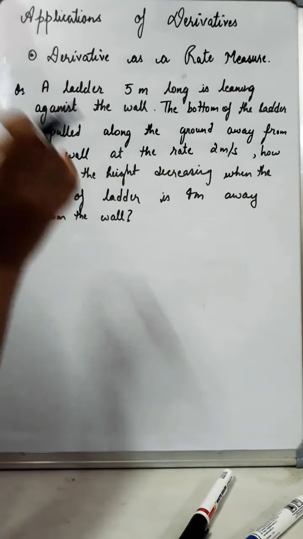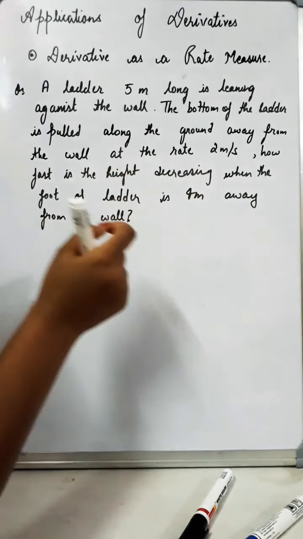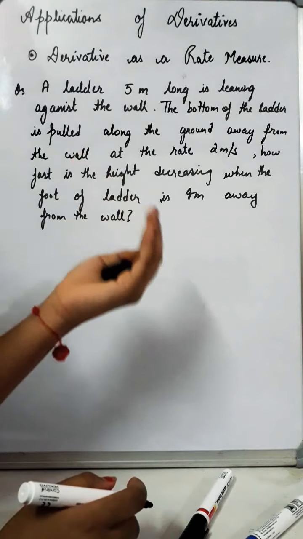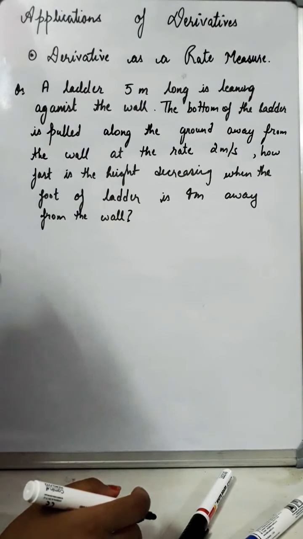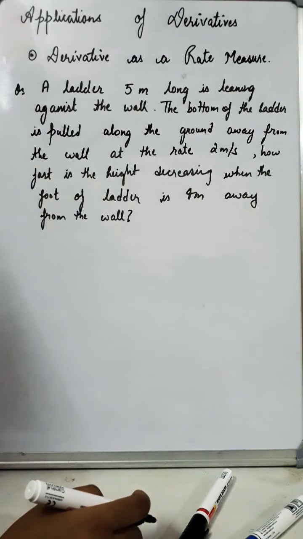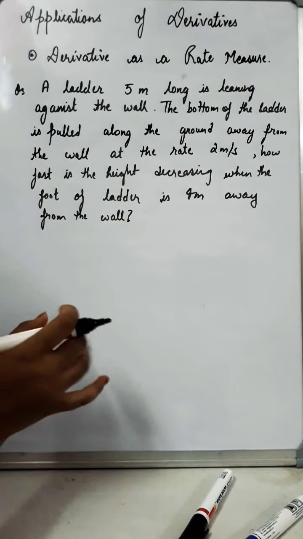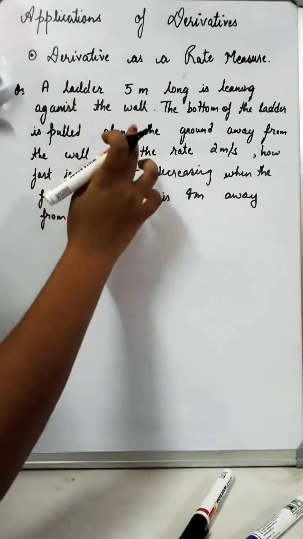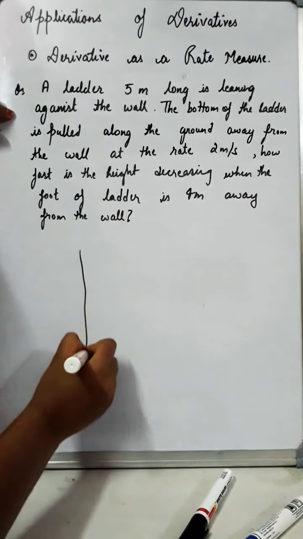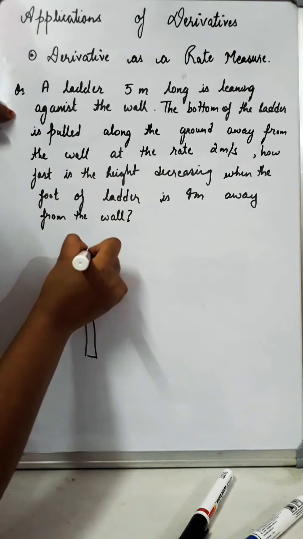Now, a ladder 5 meter long is leaning against the wall. The bottom of the ladder is pulled along the ground away from the wall at the rate 2 meter per second. How fast is the height decreasing when the foot of the ladder is 4 meter away from the wall? See, read the question twice. If you are not able to understand, the key is to read the question first of all. There is a ladder that is 5 meter long, leaning against the wall. There is a wall first of all, and a 5 meter long ladder leaning against it.